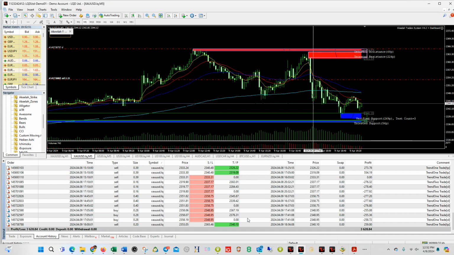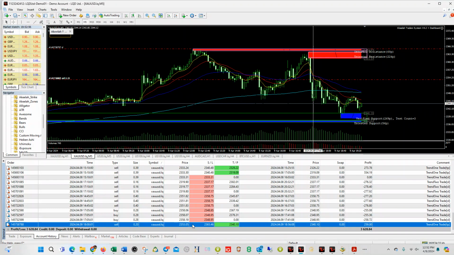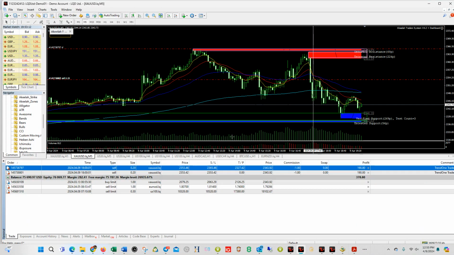If I go into my history and find, this is it right here. So that same trade was taken at 23.53. The profit target was at 23.40. So when we got to 23.40, it closed that one out of 3 positions. It closed that one and took almost $260 in profit.